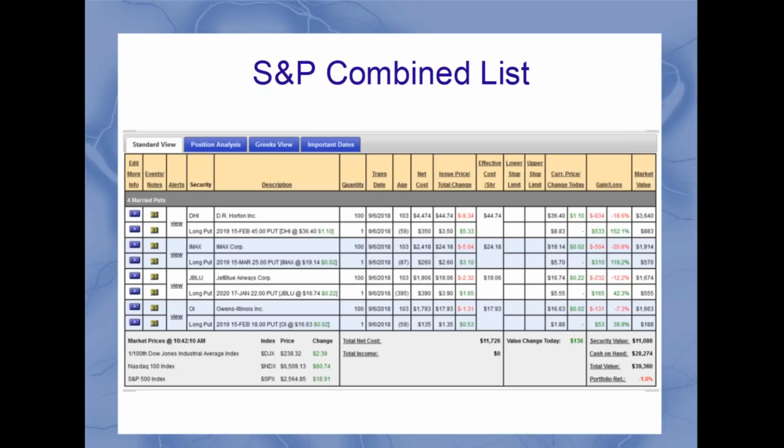The S&P combined list on September 6th had us getting into DHI. Well, that didn't work out too well. It's down 18.6%. Oh, the put's countering a lot of that, thank God. But again, down 18.6%. IMAX, down 20. JetBlue Airways, down 12.2. These were the top 4 that matched the criteria. And Owens Illinois Inc., down 7.3%.